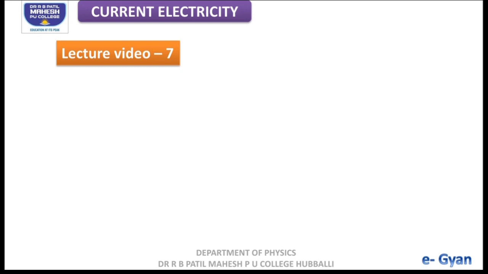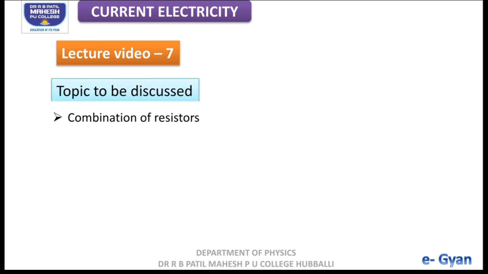In lecture 6, we had discussed the limitations of Ohm's law, color code of resistors, electrical energy and electrical power. In this lecture, I am going to discuss the combination of resistors.